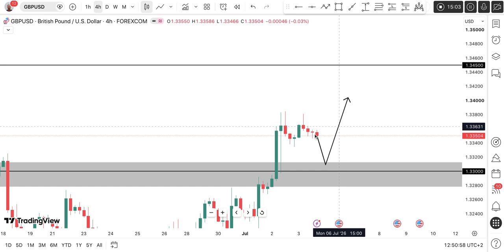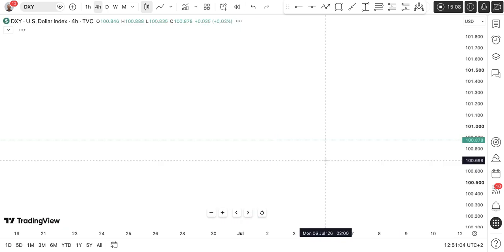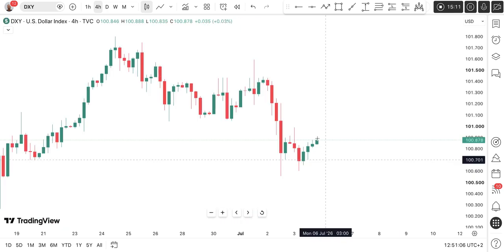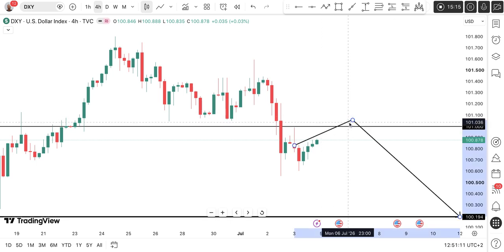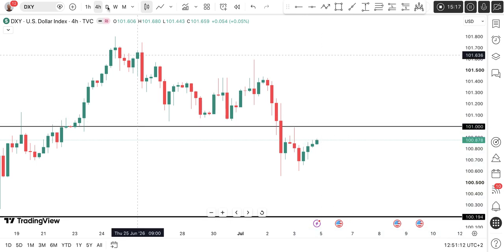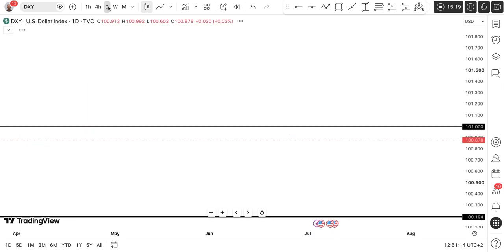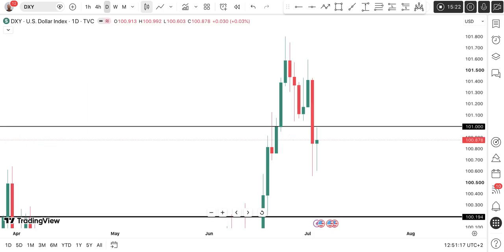Now, this drop to the downside on the DXY, if you notice, would be a push to the upside into its own area of interest. And then this pullback that we are anticipating on the DXY would then be a push for the GBPUSD to rally to the upside.